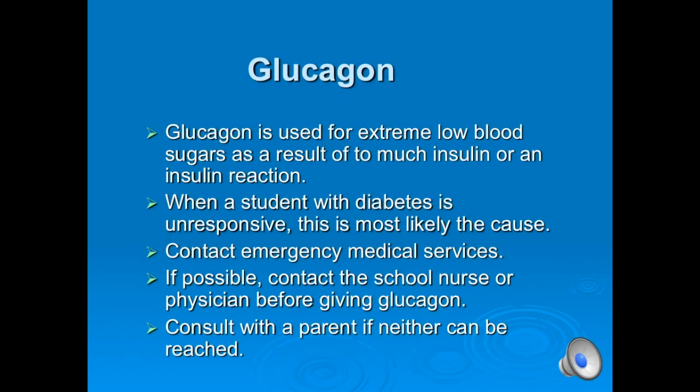Glucagon is used for extreme low blood sugars as a result of too much insulin or an insulin reaction. When a student with diabetes is found unresponsive, this is most likely the cause. Contact 911. If possible, contact the school nurse or physician before giving glucagon. Consult with a parent if neither can be reached.